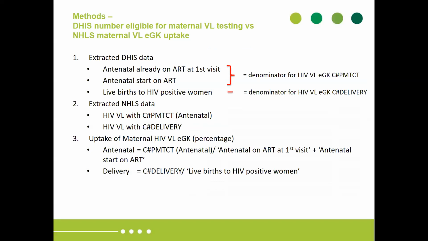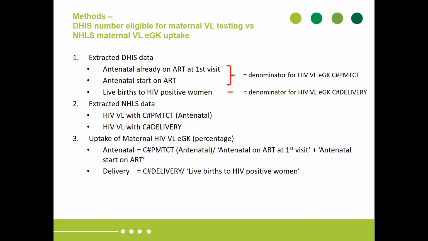And in terms of looking at uptake, we can use various other denominators within our health information systems, like the DHIS data, live births to HIV positive women. That should resemble our denominator of all the maternal viral loads that should be done at time of delivery. It's not 100%, but it's a good proxy. So that's what I'm going to show you now.